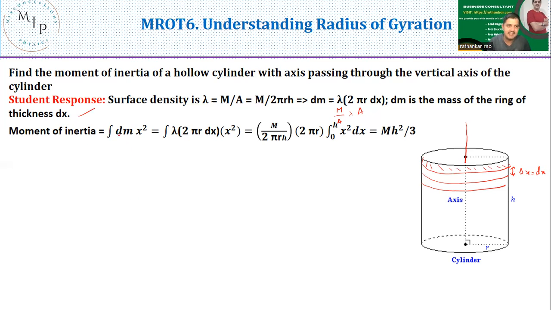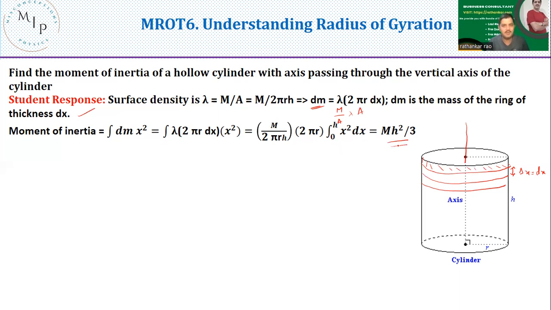Then the moment of inertia is given by the formula integral of dm into x squared. So we write integral of lambda into dm. We already got the value of dm, and we substitute it over here and finally integrate. Lambda I just brought outside; it is m by 2 pi r h, because lambda is a constant. Then multiplied by 2 pi r, I integrated from 0 to h of x squared dx, which gave mh squared by 3.